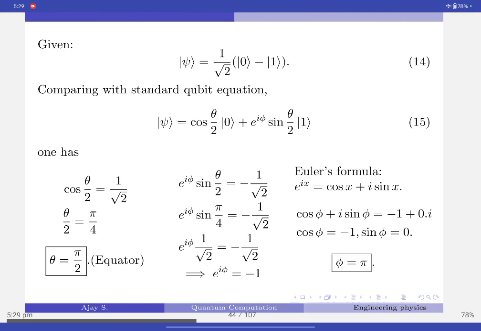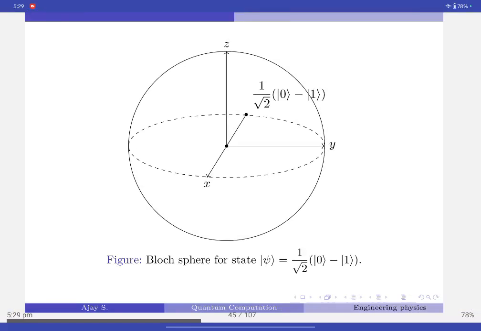Again, make use of Euler's formula, compare them. We require cos phi plus I sin phi is equal to minus 1 plus 0 times I, because there is no imaginary part. So this implies cos phi is equal to minus 1 when phi is equal to pi, or sin phi is equal to 0 also implies phi is equal to pi. So this is situated behind where it was before in the equator. So we are just substituting the values of phi and theta and finding out the positions of the different states.